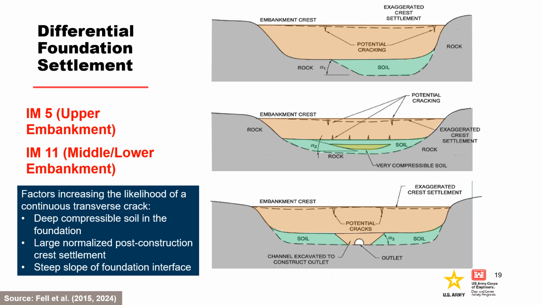IM5 and IM11 are for differential settlement in the foundation resulting in cracking, lateral strains, and low stress zones subject to hydraulic fracture. IM5 is for cracks in the upper embankment, and IM11 is for cracks in the middle and lower embankment. At the top, differential foundation support conditions across the profile include soil and rock. In the middle, a very compressible soil of limited aerial extent is present in the foundation. And at the bottom, differential settlement occurs over the conduit excavation backfill. This mechanism is more likely for deep compressible soil in the foundation, large normalized post-construction crest settlement, and steep foundation interface slopes.